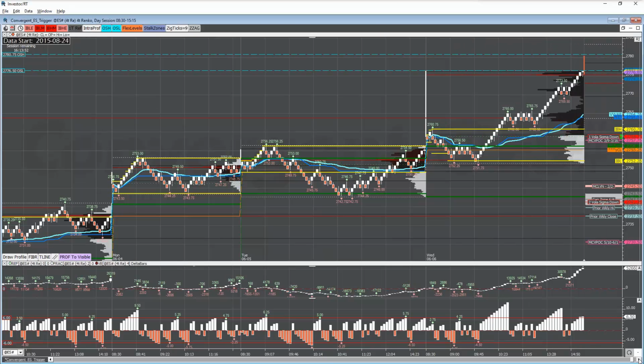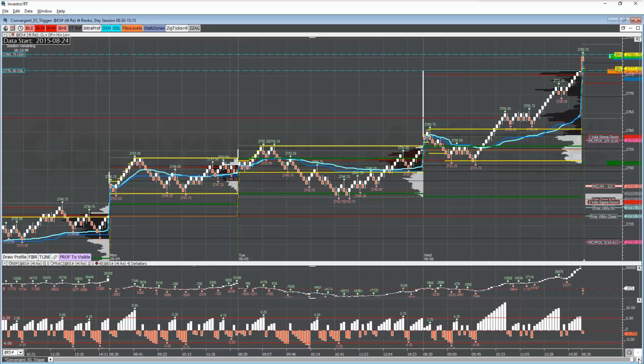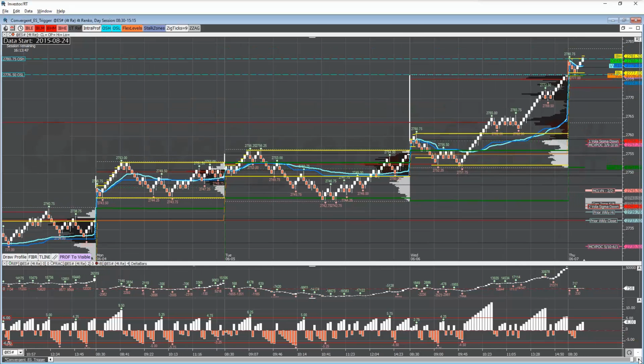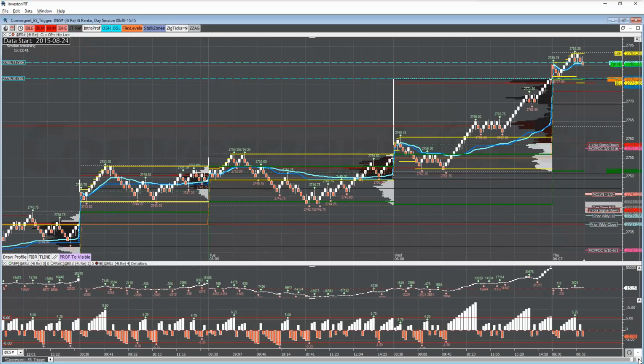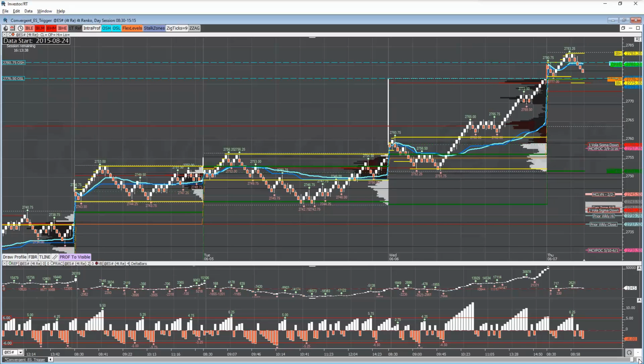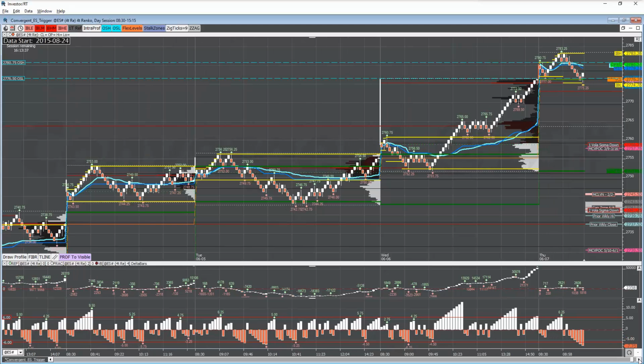What I need is the open, so I need the first bar. I need the opening swing, so I need the first touch down or up and reversal, the second touch down or up and reversal, and the breach of that. So the location of the open and the opening swing and the opening type tells me if I should pay attention to the market or not.